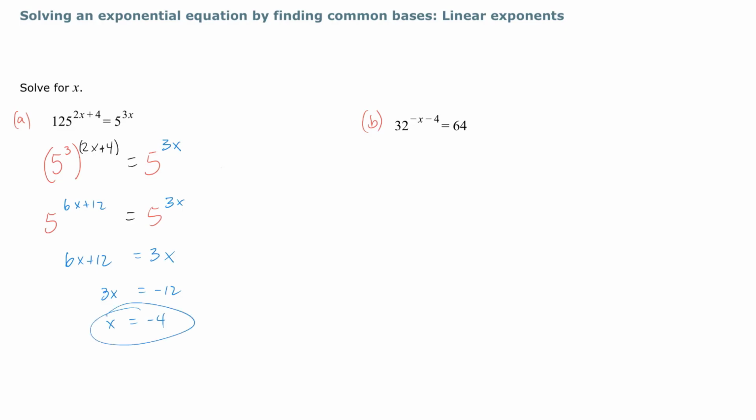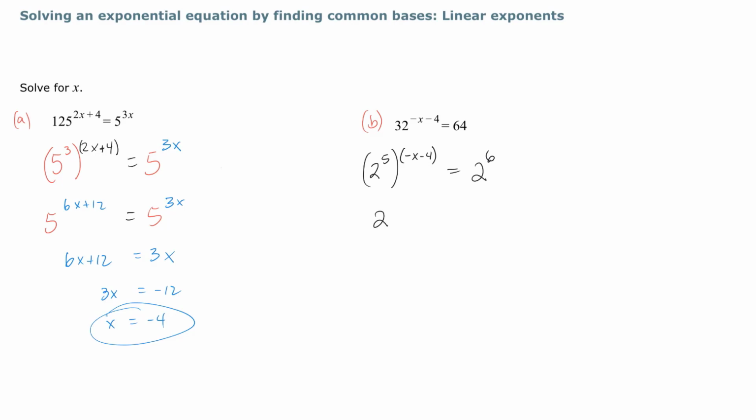Hmm. 32 and 64. What common base do they share? What numbers do you know? Well, they're both even. In fact, they're both base 2. So why don't we rewrite it? 2 to the 5th power is 32, and then raise that to the exponent negative x minus 4. Over here is equal to, the base is 2, and then raise that to the exponent of 6, because 2 to the 6 is 64.